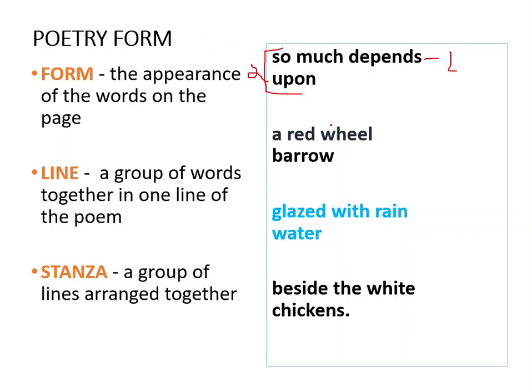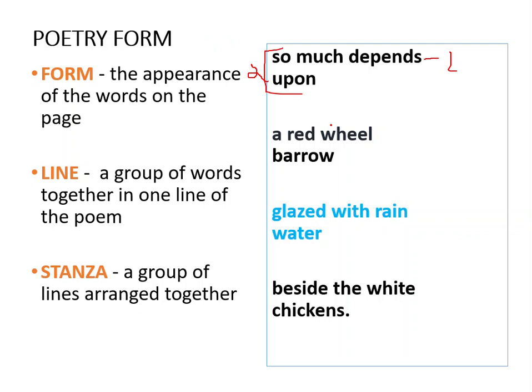Another lecture that's a little bit longer. Sorry about that. But here we have an instant image. So much depends upon a red wheelbarrow glazed with rainwater beside the white chickens. One sentence long, but broken up into 4 stanzas.